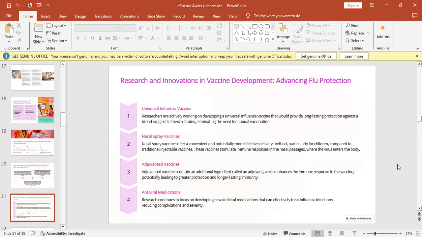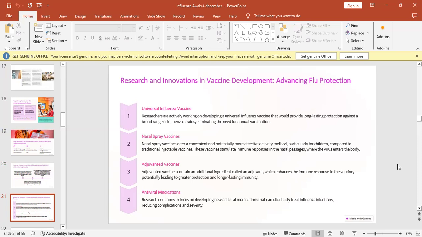The next is the adjuvanted vaccine. Adjuvanted vaccines contain an additional ingredient called an adjuvant, which enhances the immune response to the vaccine, potentially leading to greater protection and longer-lasting immunity. The last is antiviral medication.